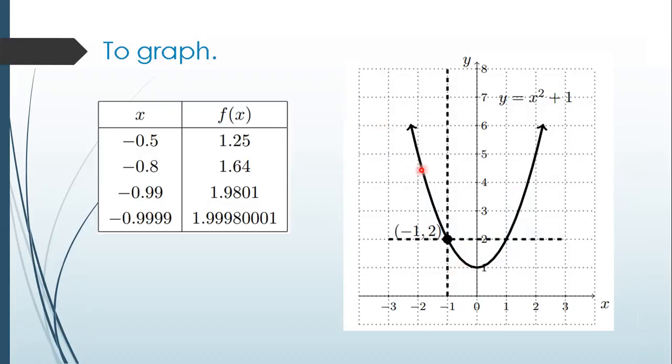So this is how the graph looks like for the function x squared plus 1. This is the graph of the limit of the quantity x squared plus 1 as x approaches -1. Here is the plotted point, -1, 2. The same can be seen from the left. We will have the same shape if we plot the tables from the left.